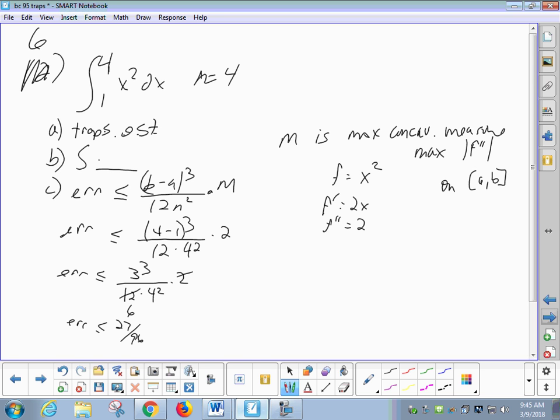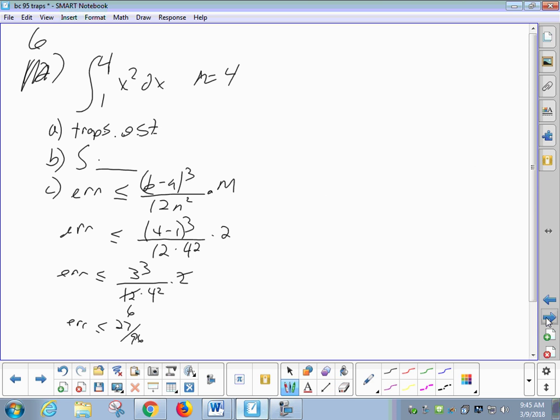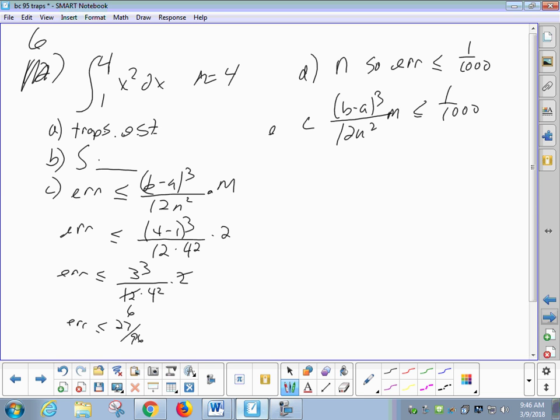All right, then. Let's go to part D. I believe part D is the how-many-trapezoids-necessary question. So D is number of trapezoids, so error is less than 1,000. Well, I know my error bound is (b minus a) cubed over 12 n squared times M. If that's less than 1,000, then obviously my error itself will be less than 1,000. So if I just get the error bound less than 1,000, I'm good to go.